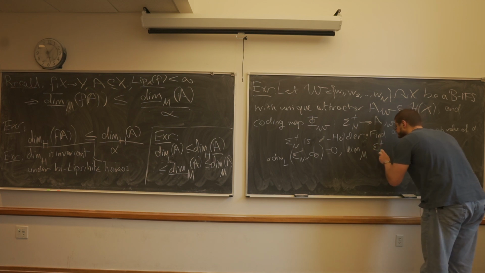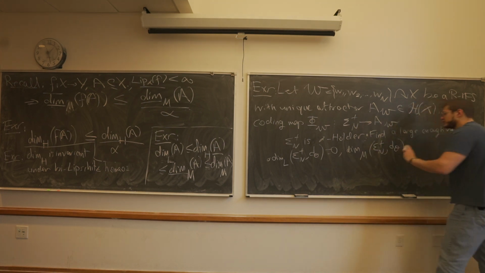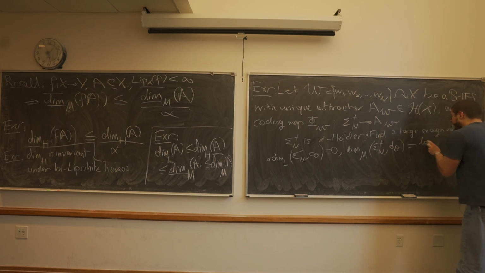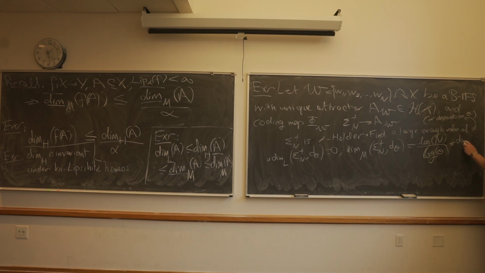The Minkowski dimension relative to one of these d theta metrics is log n divided by log theta. Let me also mention that this value of alpha is going to depend on theta, because d theta is the metric that I'm using after all. Compute that this is also the Hausdorff dimension relative to the d theta metric.